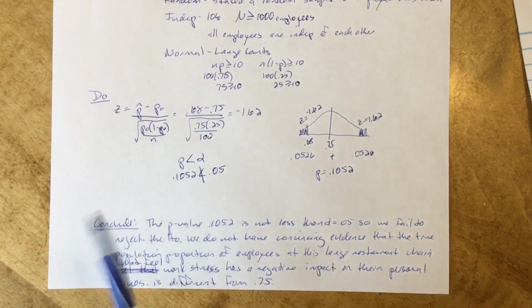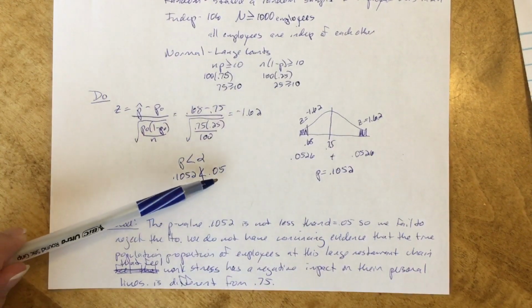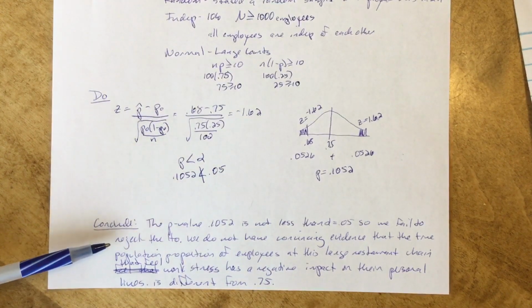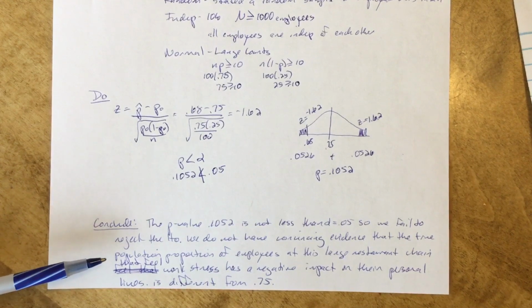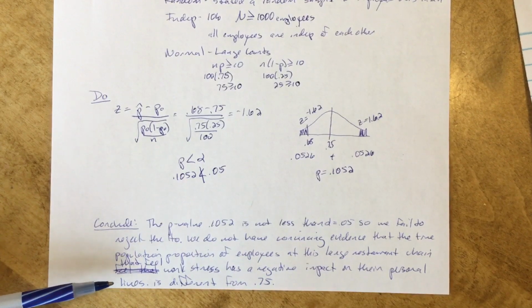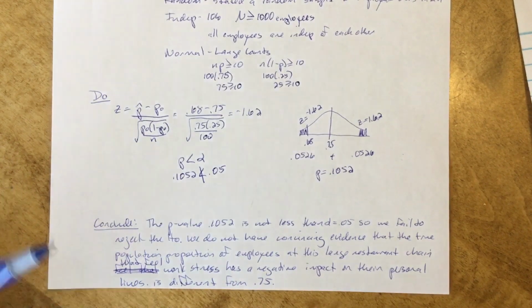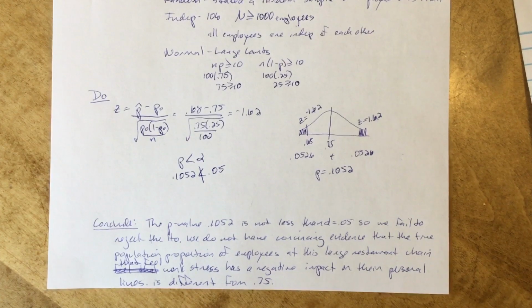So again, the p-value, 0.1052, is not less than the alpha of 0.05, so we fail to reject the H0. So therefore, we do not have convincing evidence that the true population proportion of employees at this large restaurant chain that feel work stress has a negative impact on their personal lives is different from 0.75, okay? So again, that's just describing the Ha, which we don't have evidence for. Okay, so that is your complete significance test.